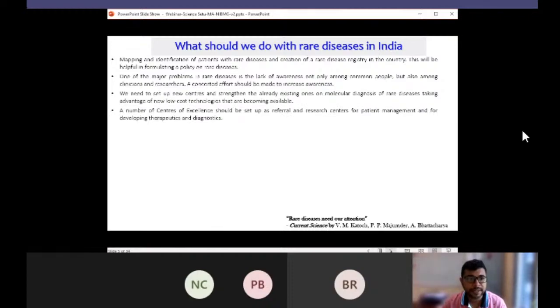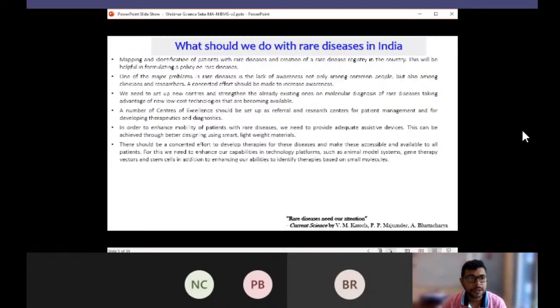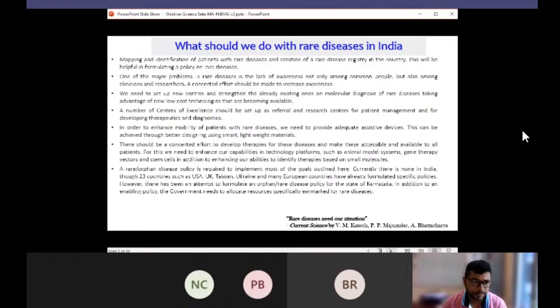A number of centers of excellence should be set up as referral and research centers for patient management and for developing therapeutics and diagnostics. In order to enhance the mobility of patients with rare diseases, we need to provide adequate assistive devices. This can be achieved through better designing using smart, lightweight materials. There should be a concerted effort to develop therapies for these diseases and make them accessible and available to all patients. For this, we need to enhance our capabilities in technology platforms such as animal models, gene therapy, and stem cells, in addition to enhancing our abilities to identify therapies based on small molecules.